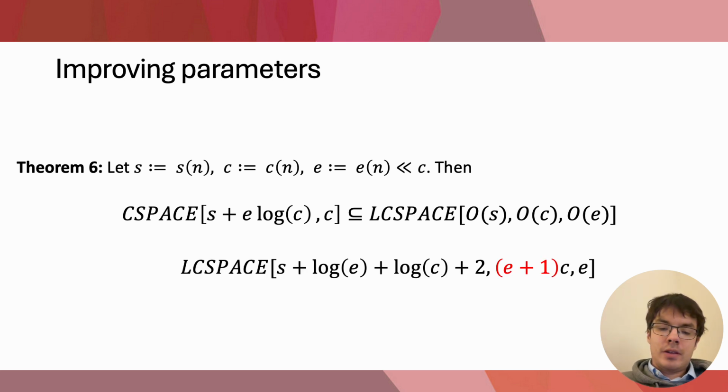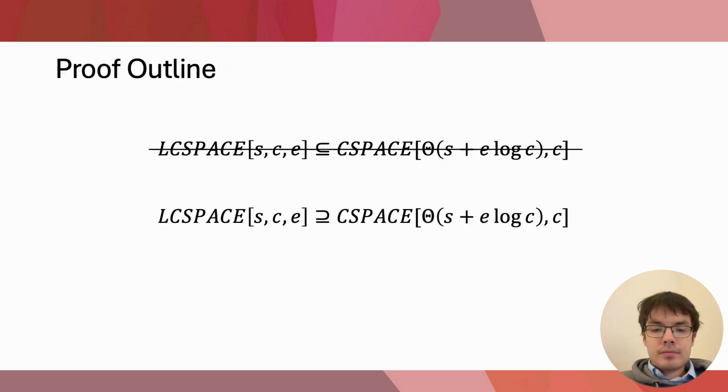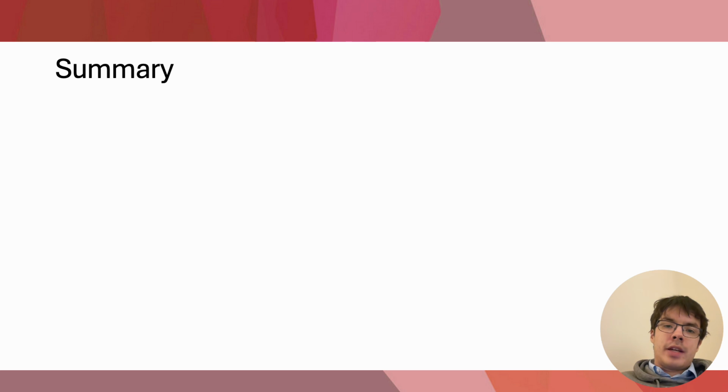It improves on the earlier result. That completes the proof of the other direction and shows that LC space with E errors can simulate C space with E log C clean space. That completes our characterization of lossy catalytic computing.